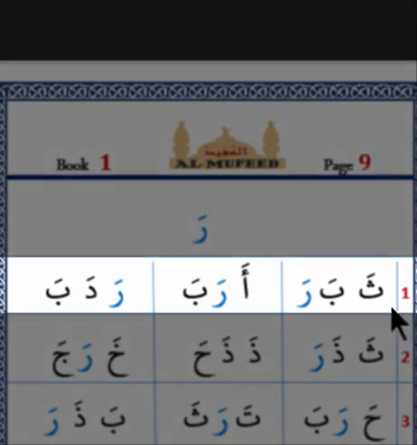First line: Tha, Ba, Ra. Tha, Ba, Ra. A, Ra, Ba. A, Ra, Ba. Ra, Da, Ba. Ra, Da, Ba.